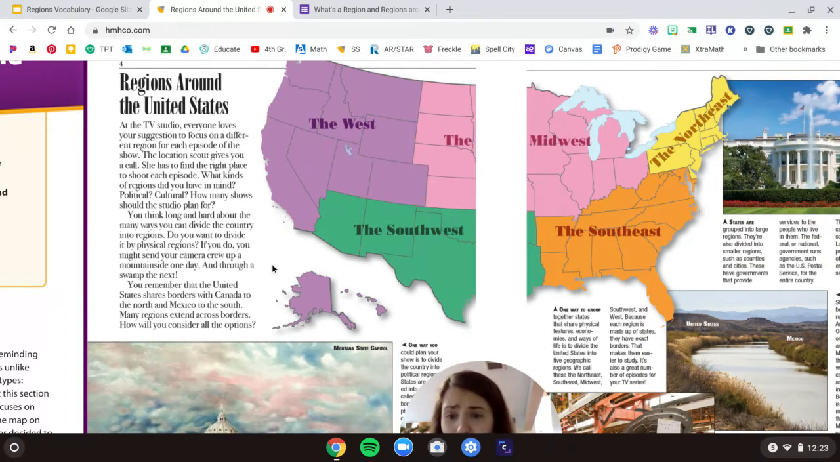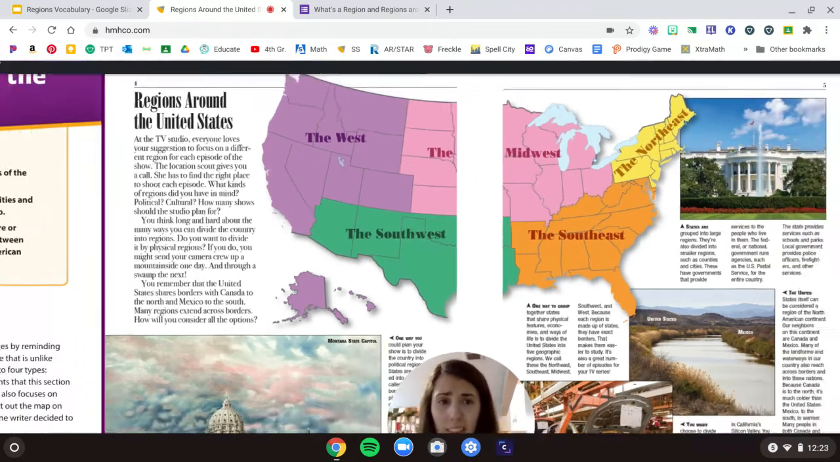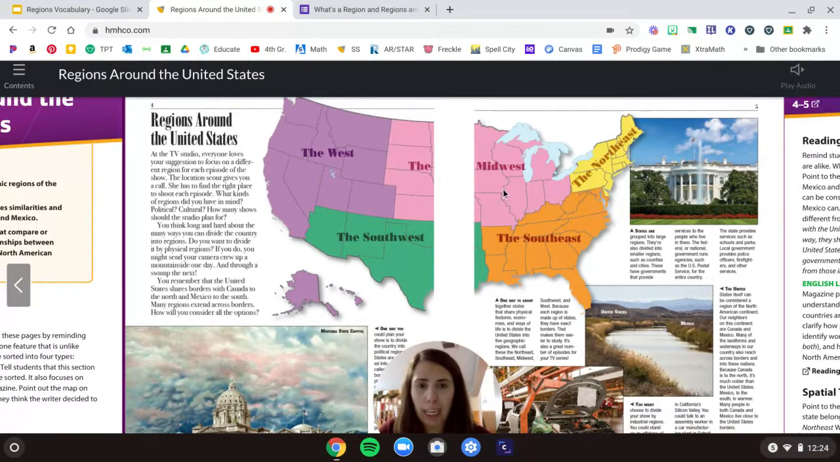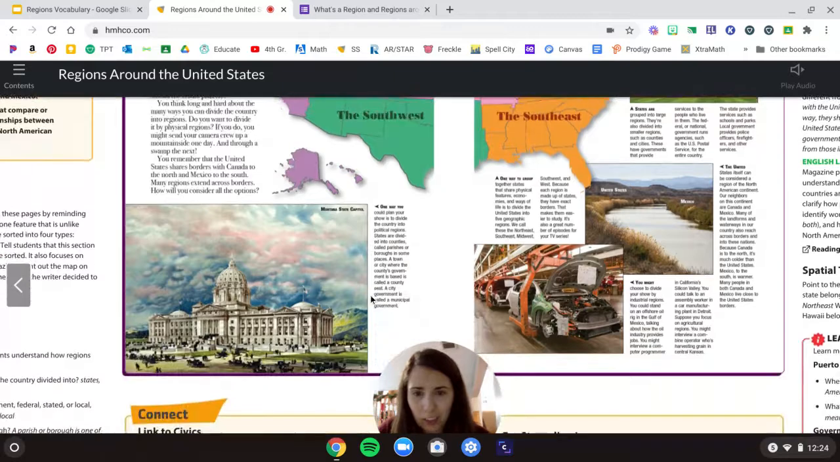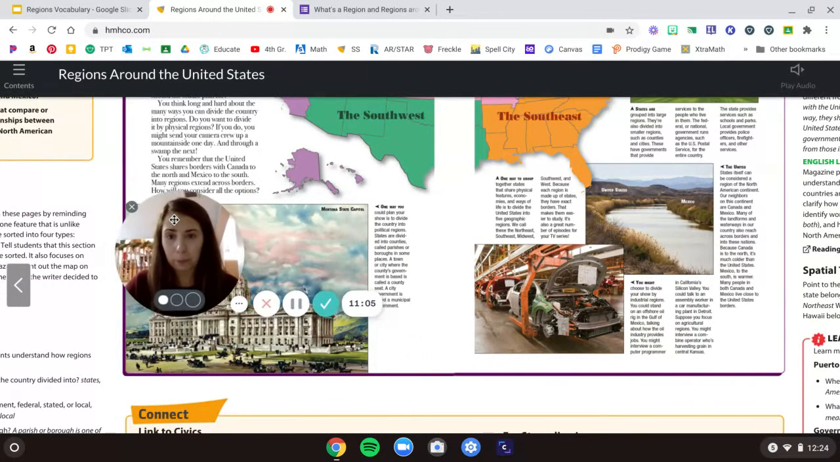Many regions extend across borders. How will you consider all the options? So if we look at our map, where would Canada be? Up or down? Good, Canada's up here. Where would Mexico be then? Good, down below. Good. So let's read about the Montana State Capitol.